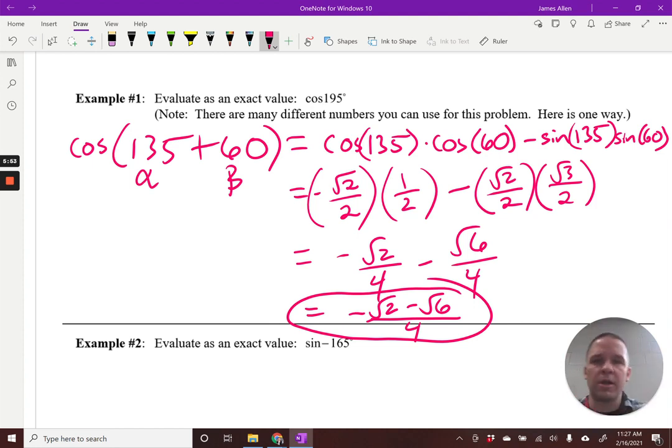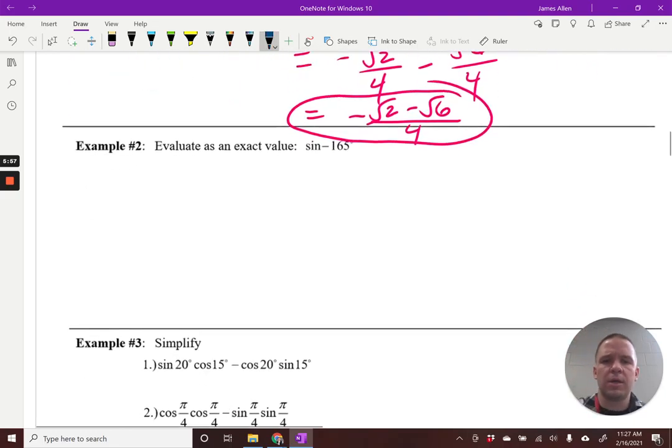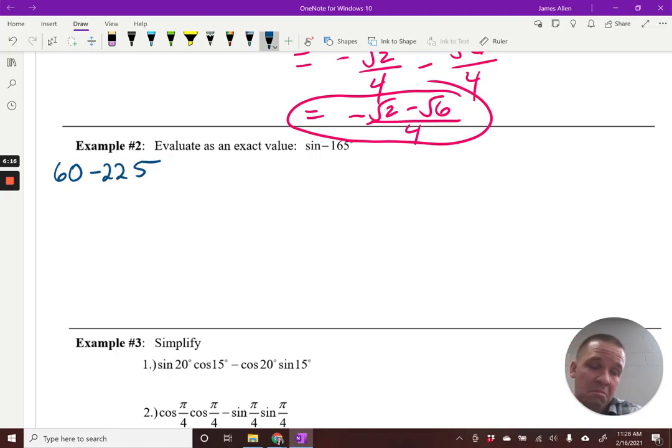Okay, let's try another one. I'll go blue on this one. So now I have evaluate as an exact value sine of negative 165. So negative 165. Okay, two numbers that either add or subtract to negative 165. So let's see here. I could do like 60 minus 225. That could work.